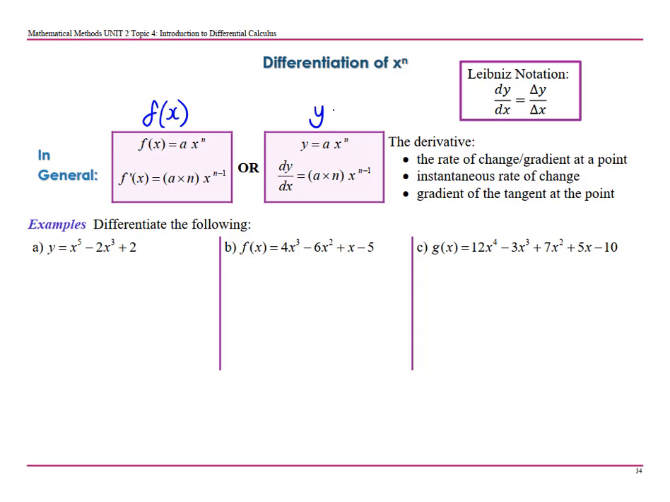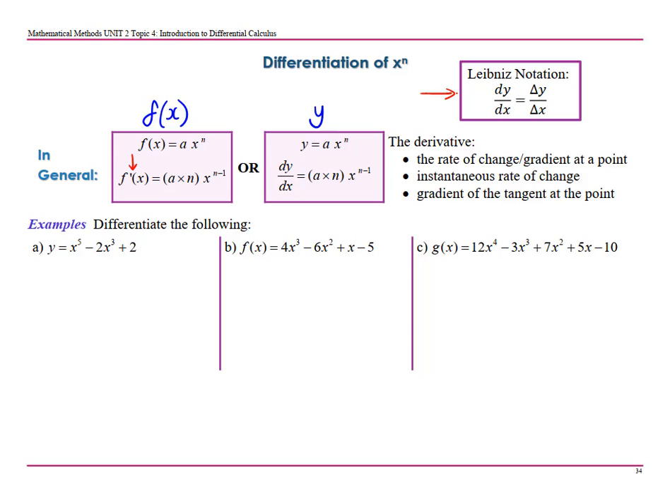If we're starting with the function of x or the f of x, our notation for gradient is f prime of x. So you can see that little dash there. Now we've already spoken about that too. If we're starting with y, then our notation is dy dx, that change in y over change in x, and that comes back to our Leibniz notation, which we've already looked at as well, delta y over delta x, change in y over change in x.